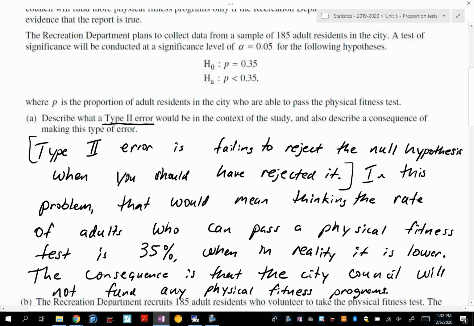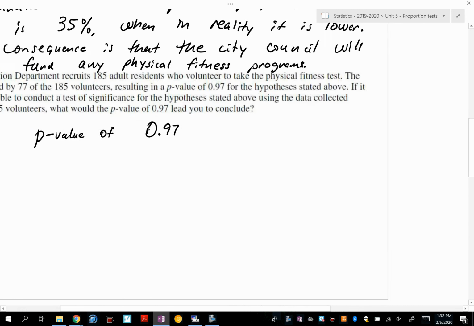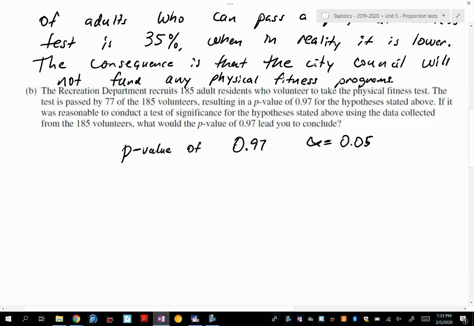What alpha did they choose for this problem? 0.05. So, an alpha of 0.05. Now, I know it's been almost a week now since we've run a test, right? But if you think back to last week, if alpha is 0.05 and our p-value is 0.97, what should we conclude?